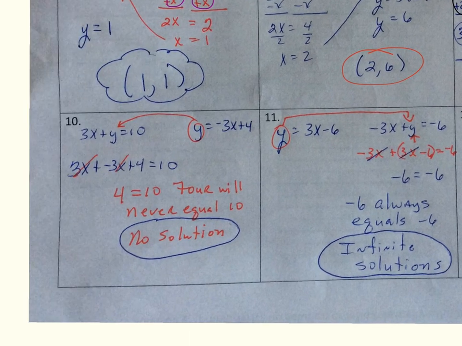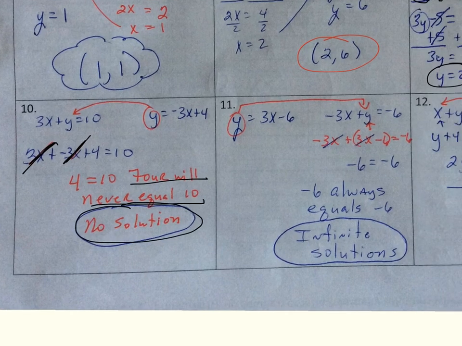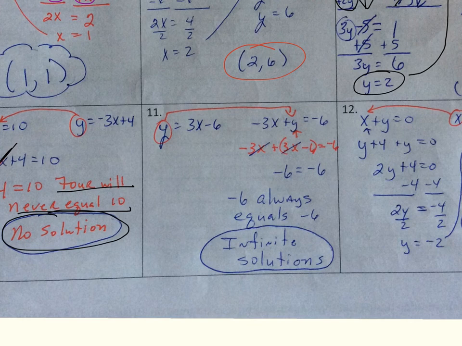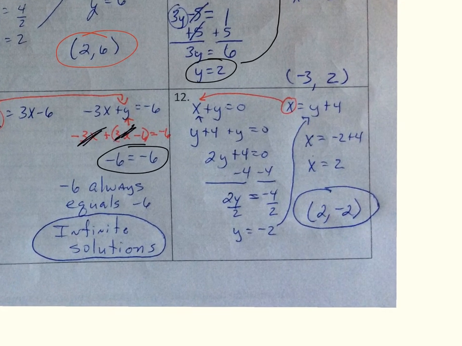On number 10, when I plug it in, what happens is the x's cancel out, because 3x plus negative 3x is 0. Therefore, I'm left with 4 equals 10, and 4 will never equal 10, therefore it's no solution. On number 11, sort of the same thing happens, but this time my x's eliminate, and I'm left with negative 6 equals negative 6, and negative 6 will always equal negative 6, therefore it's infinite solutions. And then on number 12, I came up with the intersection of 2, negative 2.